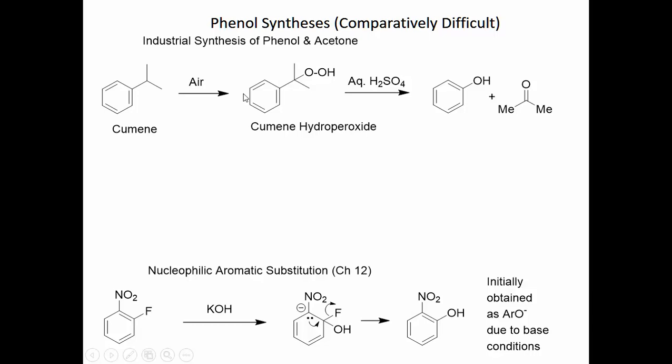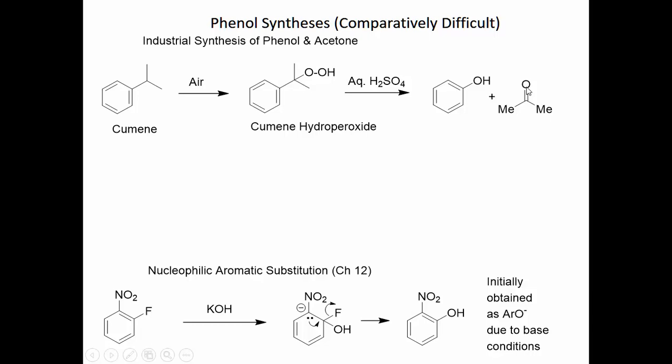All right, here's the industrial synthesis of both phenol and acetone. What you do is you take isopropyl benzene, which has the common name cumene, and if you leave it in the air for a long time, it undergoes something called autooxidation, where it forms this compound with the OO bond here called the hydroperoxide, cumene hydroperoxide. If you treat cumene hydroperoxide with sulfuric acid, it'll convert to phenol and acetone in a very interesting mechanism.